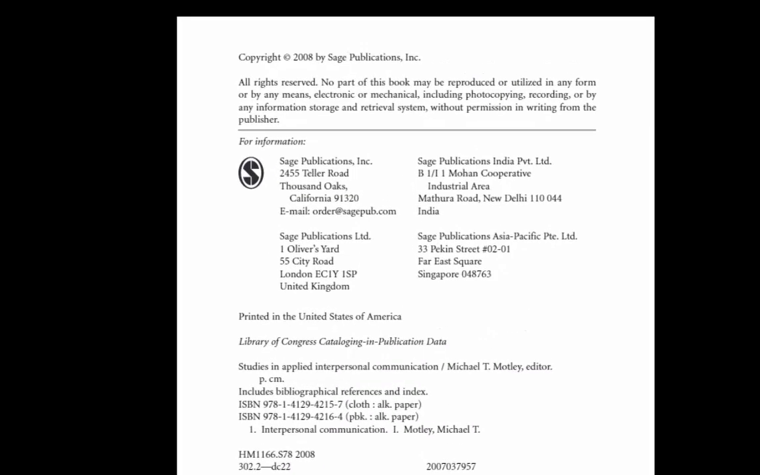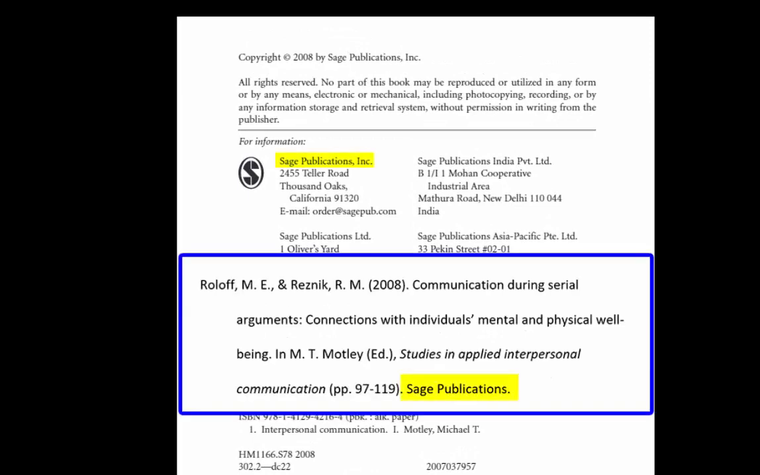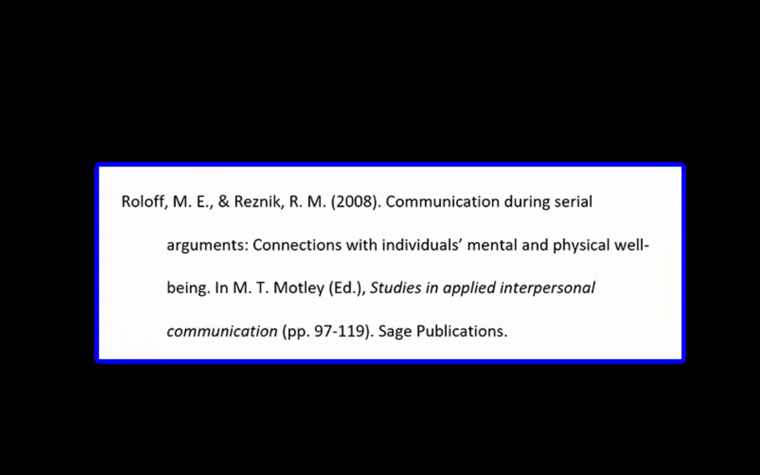Going back to the copyright page, you can find the publisher for the book. After the page numbers for the chapter, provide the name for the publisher. Put a period after the publisher's name. We have now created a complete reference list entry for a book chapter with 2 authors.